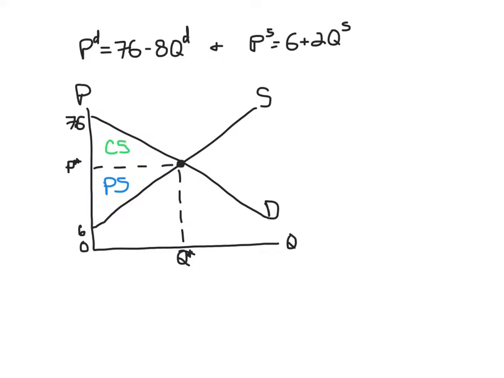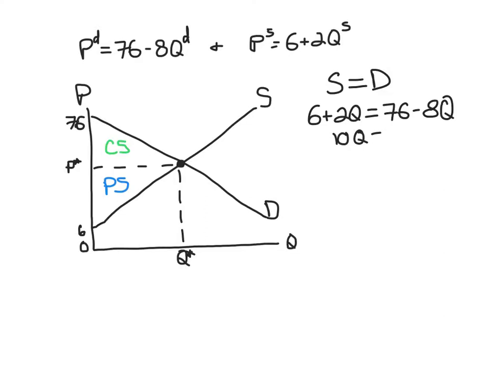Let's start by solving for equilibrium. So we'll set supply equal to demand. So we take our supply equation, set it equal to our demand equation. And then we solve. So that becomes 10Q is equal to 70. Divide both sides by 10, so Q star is 7. So we can label that there.